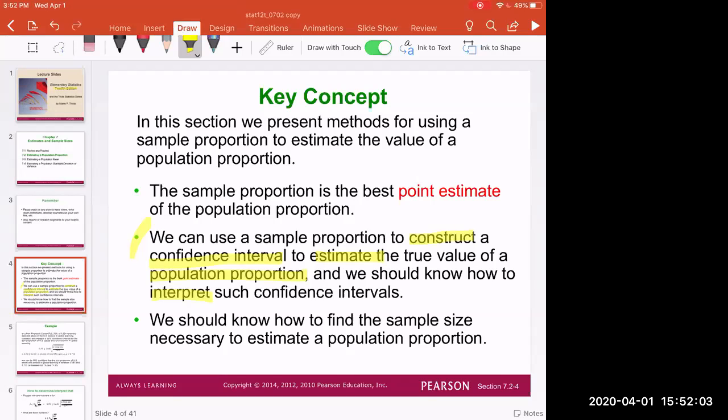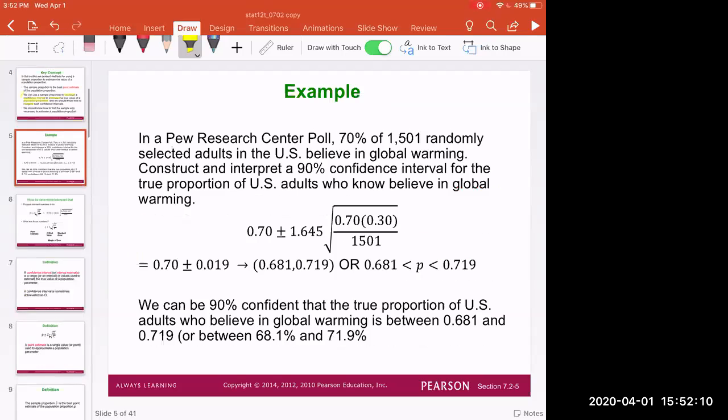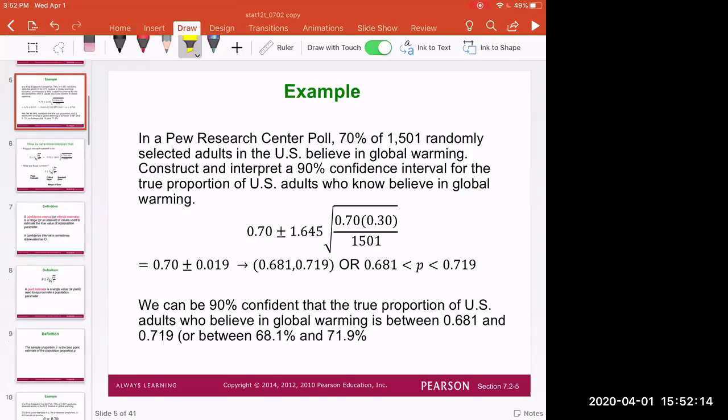And last key concept is just that we should know how to find the sample size necessary to estimate a population proportion. So I'm going to start right away with an example here, actually, and then dig into where everything's coming from in this example after. So in a Pew Research Center poll, 70% of 1,501 randomly selected adults in the US believe in global warming. Construct and interpret a 90% confidence interval for the true proportion of US adults who believe in global warming.